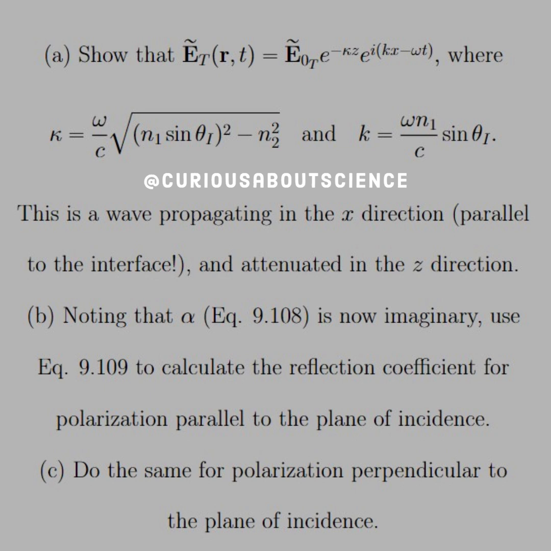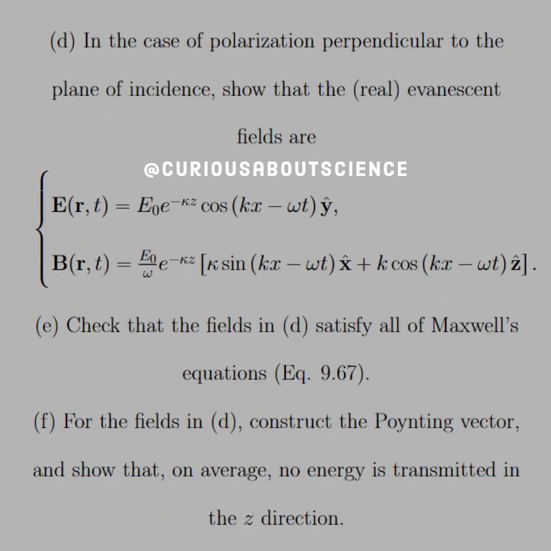Part B. Noting that alpha, or equation 9.108, is now imaginary, use equation 9.109 to calculate the reflection coefficient for the polarization parallel to the plane of incidence. And C, do the same for polarization perpendicular to the plane of incidence. We got a longer question, I thought.